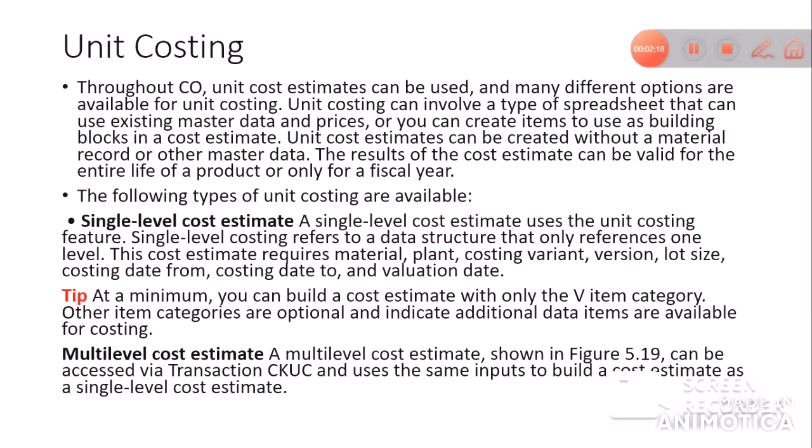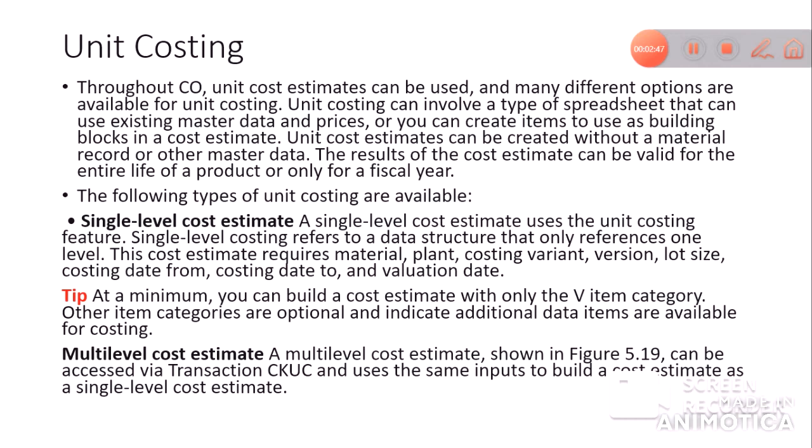Single level costing refers to a data structure that only references one level. This cost estimate requires material, plant, costing variant, version, lot size, costing date from to, and valuation date. So at a minimum you can build a cost estimate with only the V item category. Other item categories are optional and indicate additional data items are available for costing.